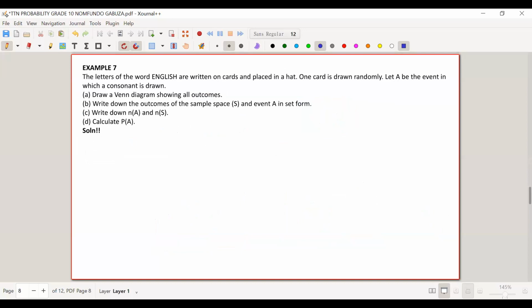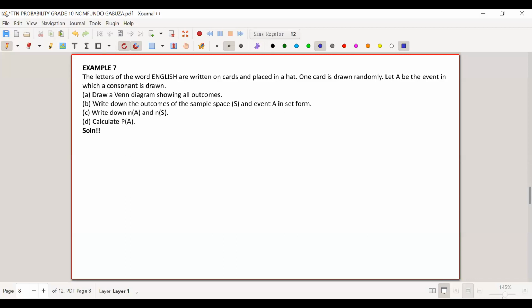Okay, so let's move on to example 7. Example 7 says the letters of the word English are written on cards and placed in a hat. One card is drawn randomly. Let A be an event in which a consonant is drawn. Number A says draw a Venn diagram showing all the outcomes.